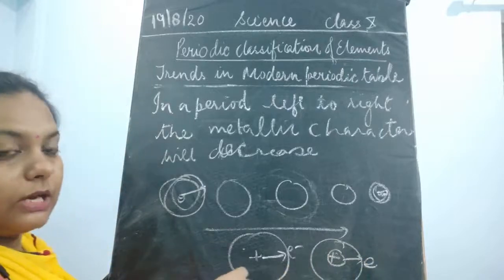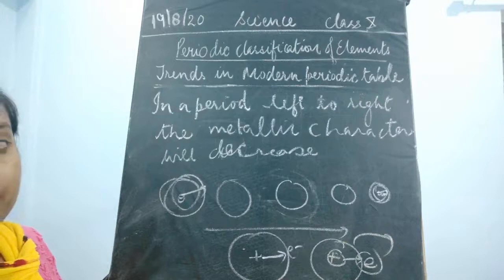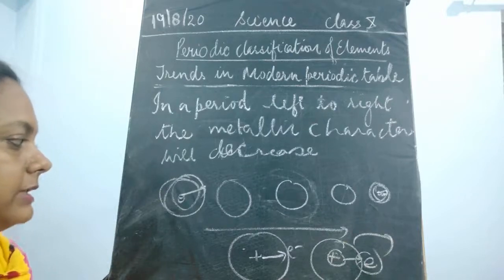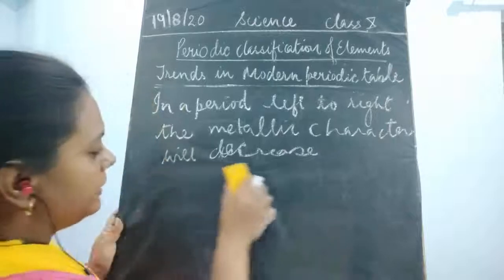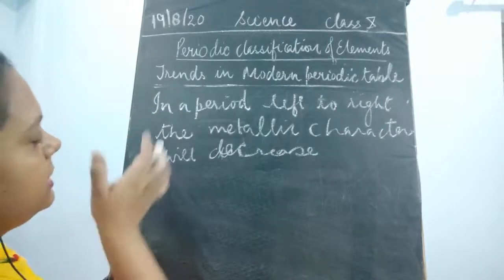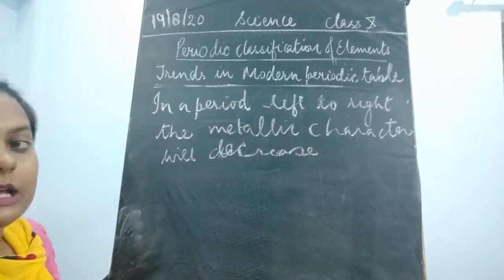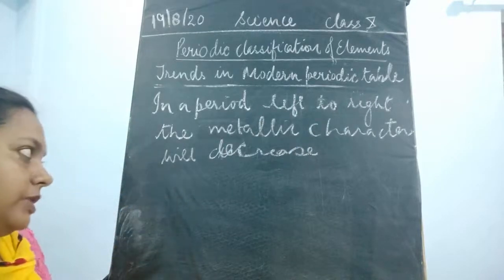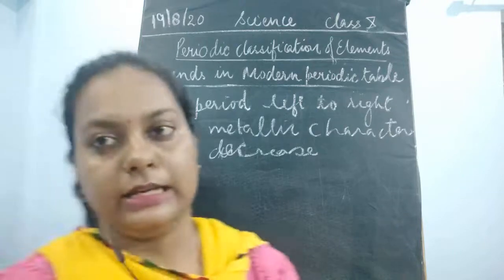the positive charge, then what happens? It becomes very difficult for this electron to move out. When it is very difficult for the electron to move out, it means that the nuclear charge is getting increased, and if nuclear charge is increased, it means that when we are moving left to right in a period, then what happens? The metallic character is going to decrease. Why? Because the tendency of losing electrons is getting decreased.